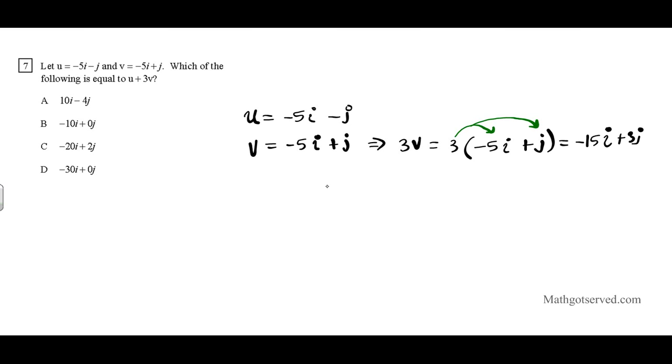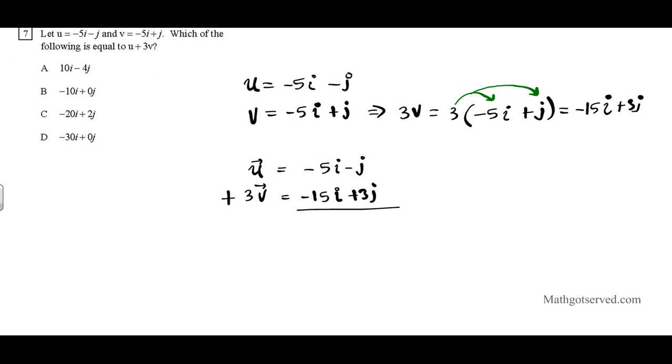Okay, so we have to find the value of u plus 3v. These are vectors. So u is negative 5i minus j, and then 3v, as we found here, is negative 15i plus 3j. Okay, so we're just going to add the i and the j components.